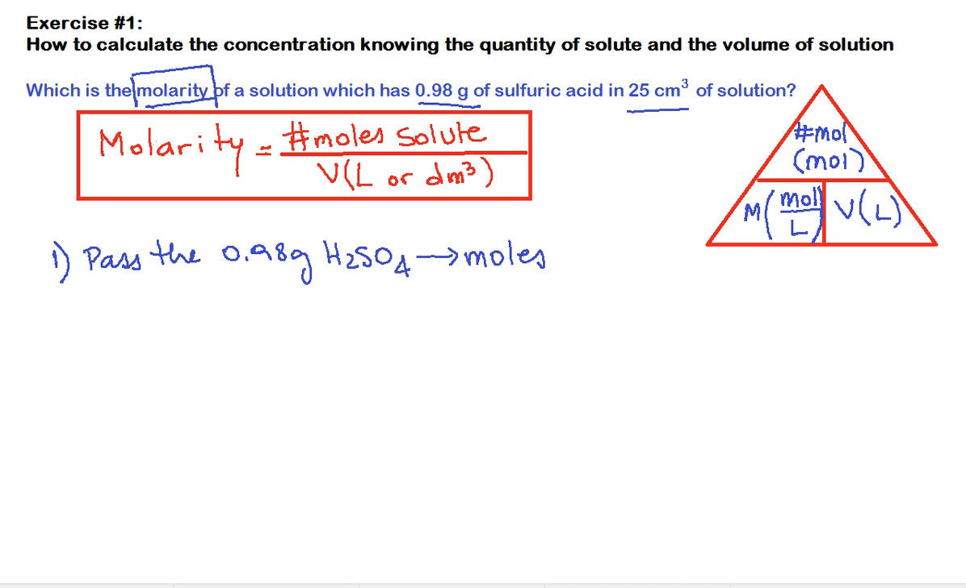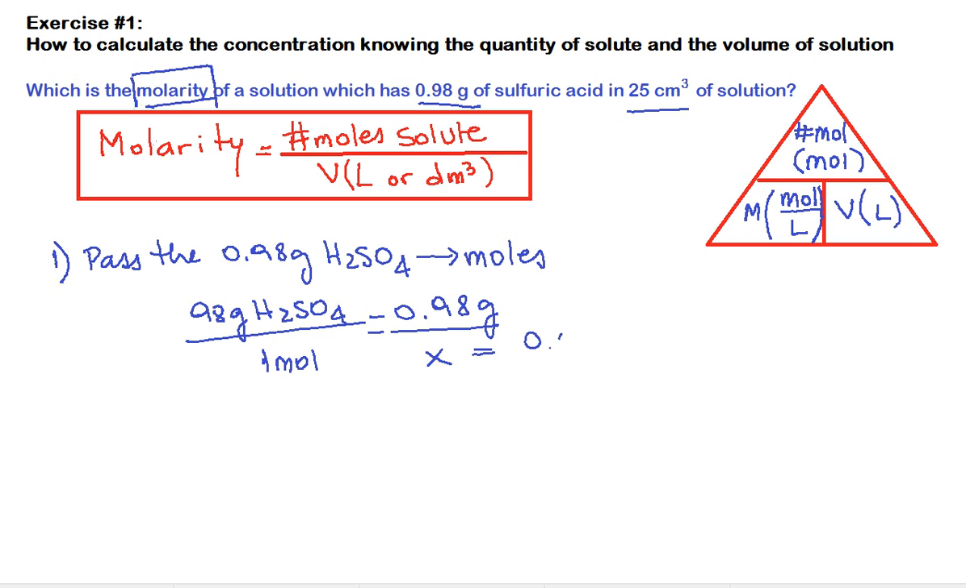Okay, so we know that 98 grams of sulfuric acid is going to be 1 mole. So 0.98 grams is going to be X, and X is going to be 0.01 mole of sulfuric acid. So we have already the number that is going to go at the top of the formula.